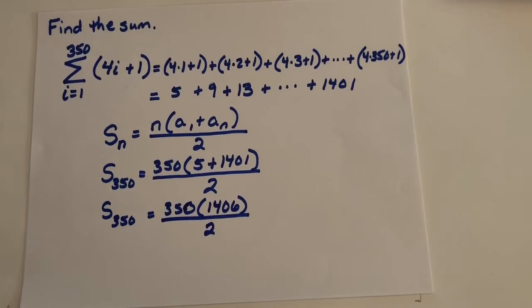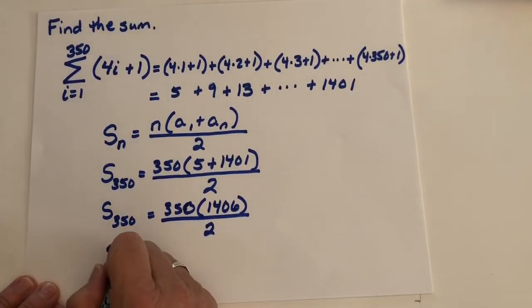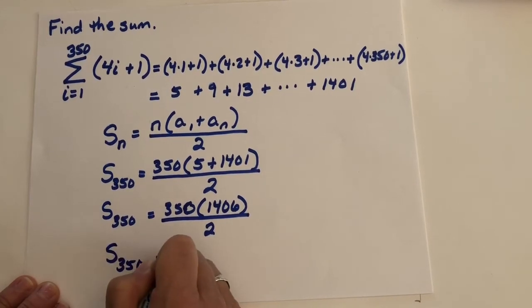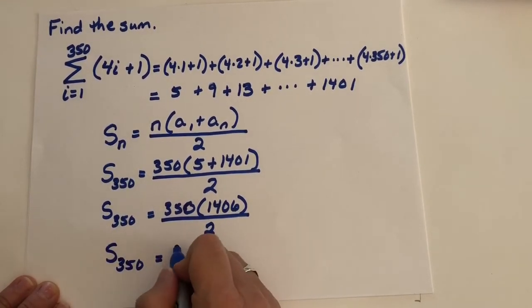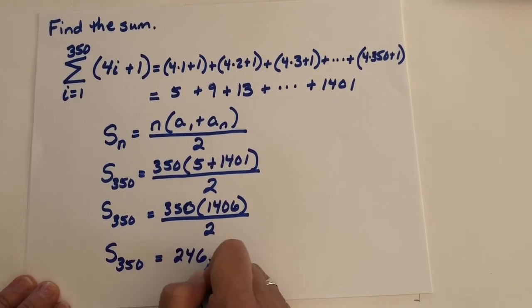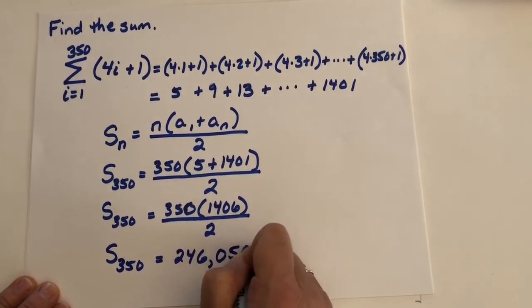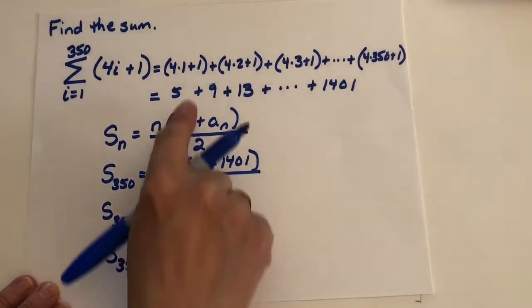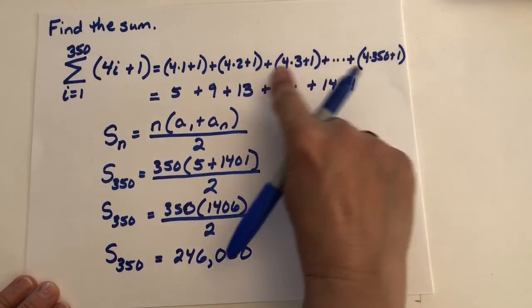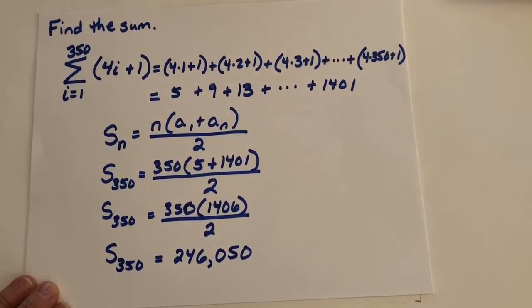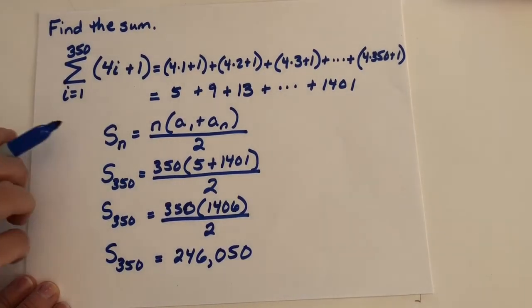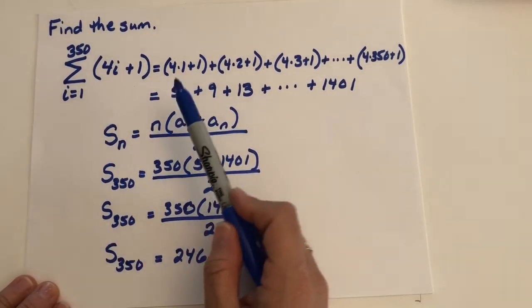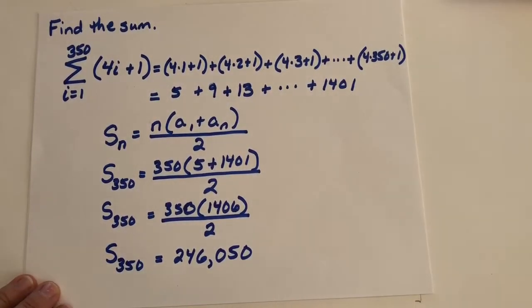350 times 1406 divided by 2. So the sum of those 350 terms is equal to 246,050. And I'm certainly glad I didn't have to go through one by one to add those terms together. And remember, we were able to use this formula because this was arithmetic. Let's do another problem.